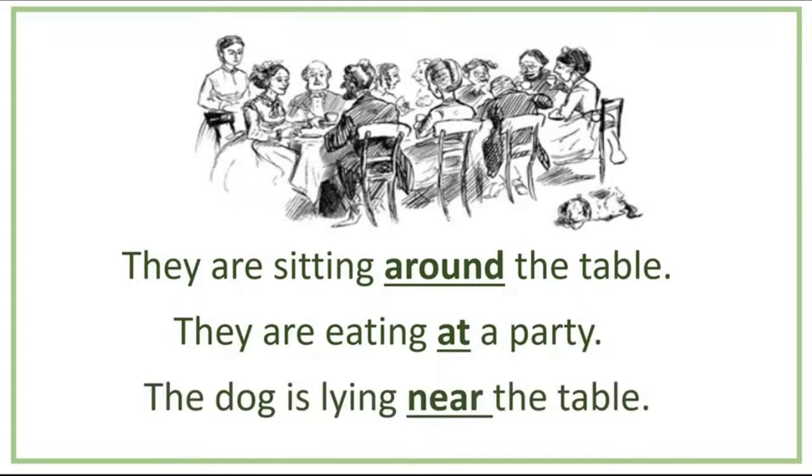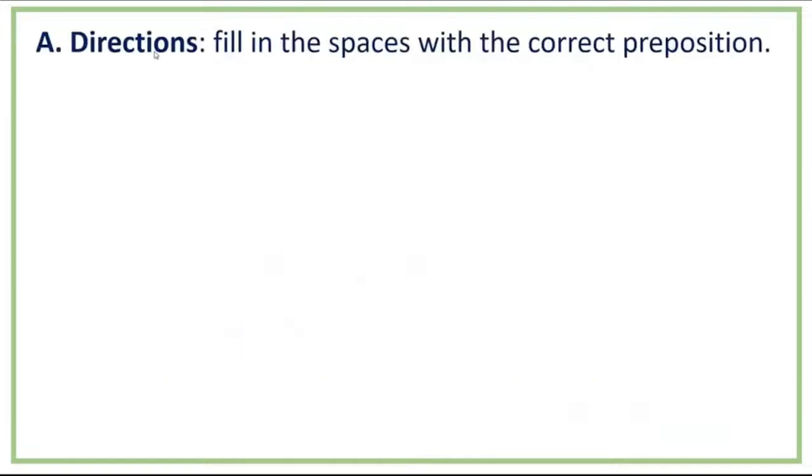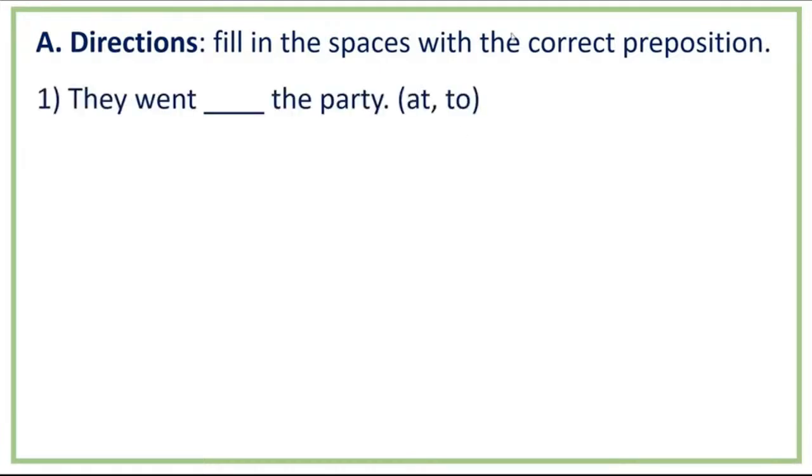The following slide is the start of the prepositions of place quiz 1. A. Directions. Fill in the spaces with the correct preposition. You have 5 seconds to give your answer before I'm going to move on to the next item and give you the correct answer. Number 1. They went blank the party. At or to. 5 seconds. Answer is, they went to the party.